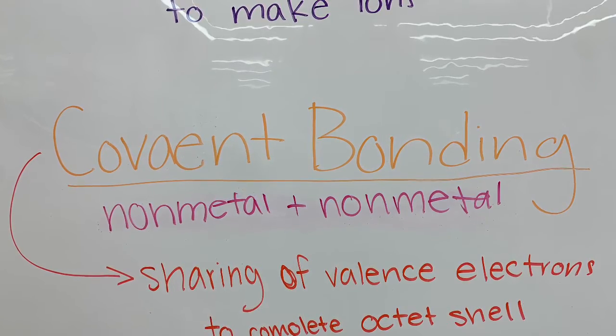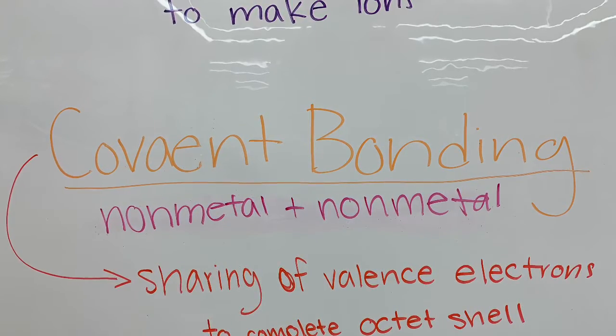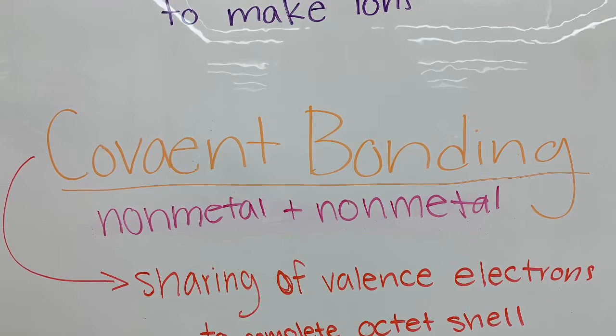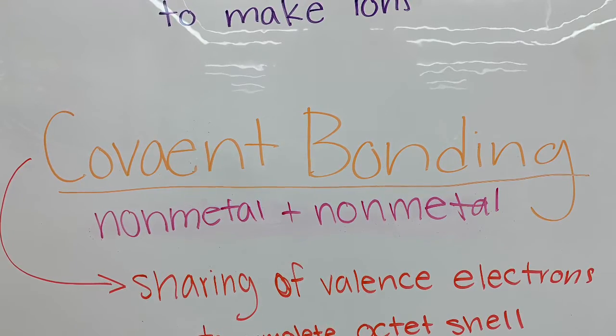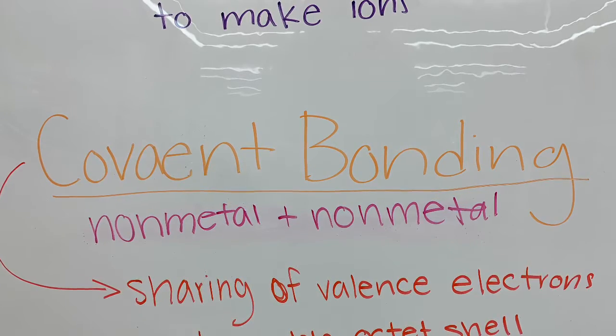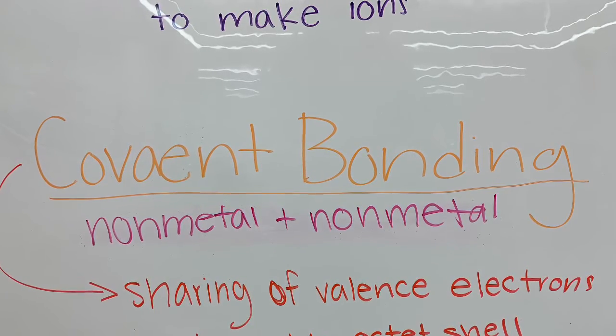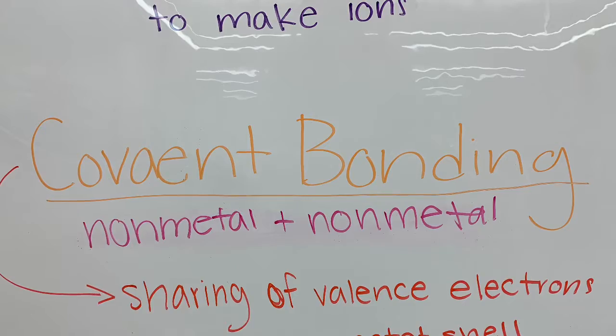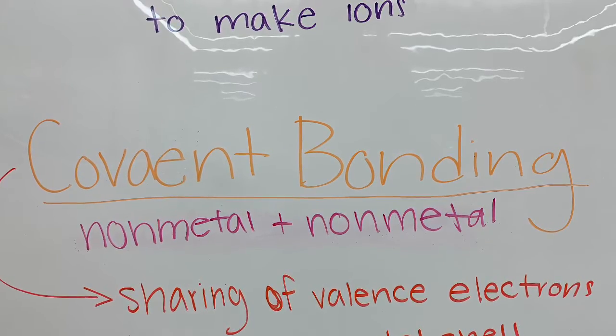The bond properties for covalent bonding: polar covalent bonds share electrons unevenly. It has a high melting and boiling point, a high solubility, and poor electrical conductivity. Nonpolar covalent bonds, on the other hand, share electrons evenly. It has a low melting and boiling point, is insoluble, and has poor electrical conductivity.